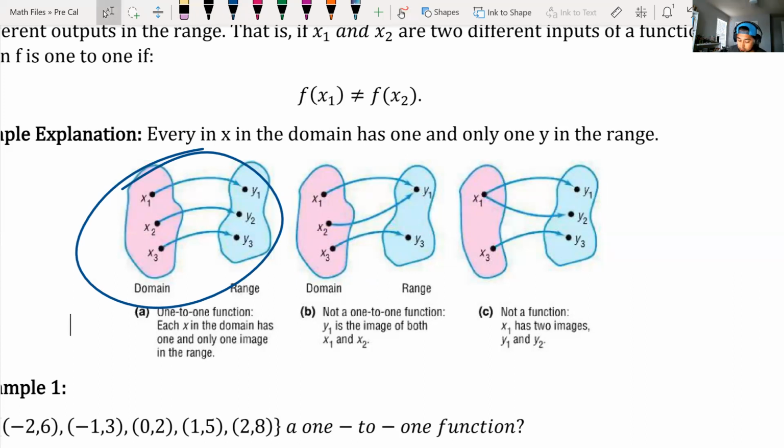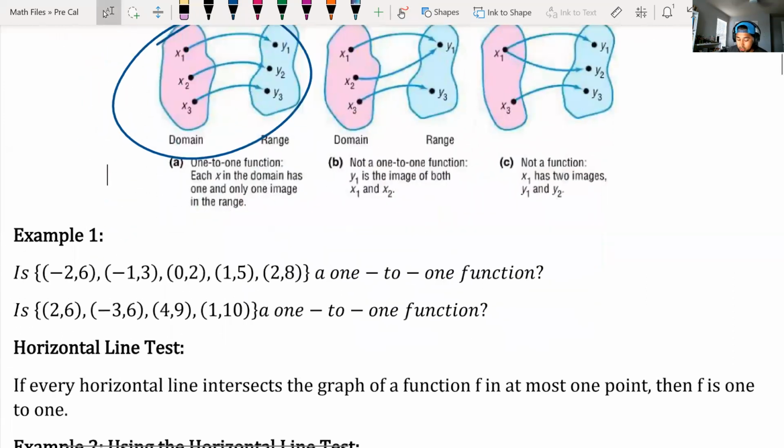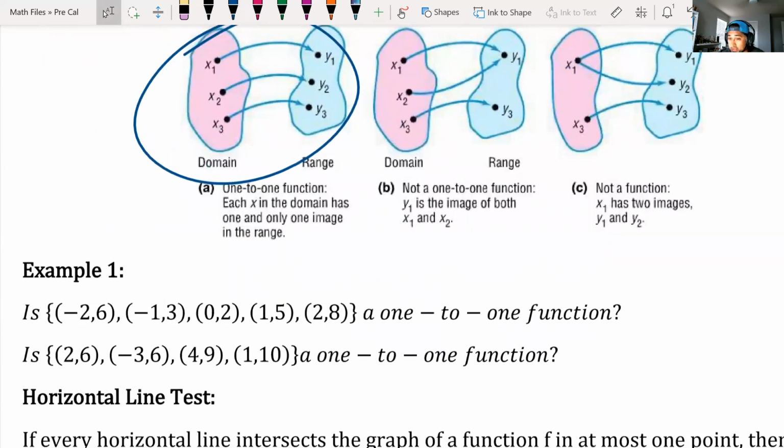Okay. So for the first example, we are just given a set of coordinates, and we want to know, are they one-to-one functions? For the first set: (-2, 6), (-1, 3), (0, 2), (1, 5), and (2, 8). Is this a one-to-one function? Yes. I say it is. Yes, good, because you do not see any y values or x values repeated. So it is a one-to-one function. So good.